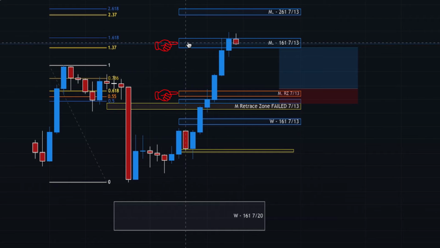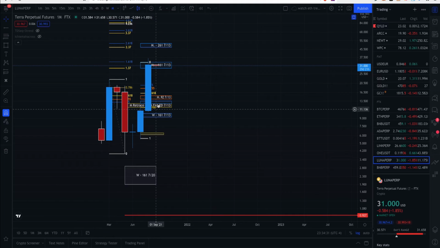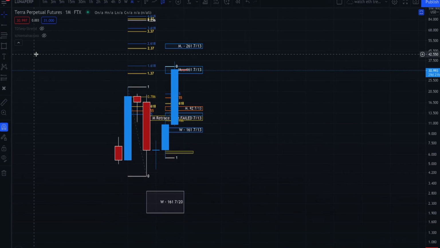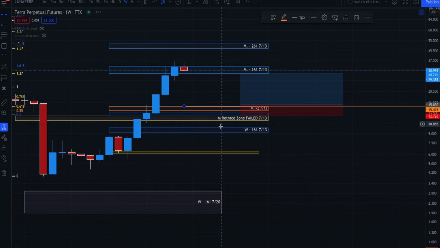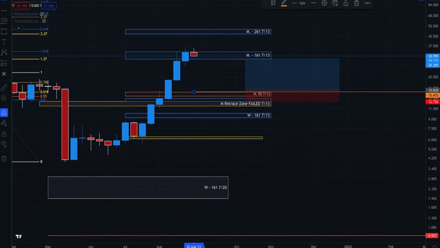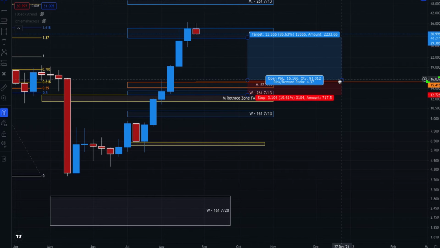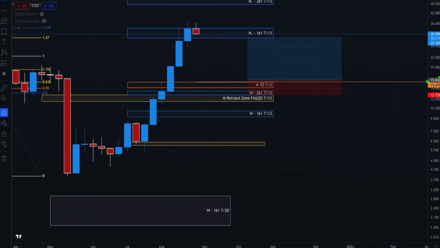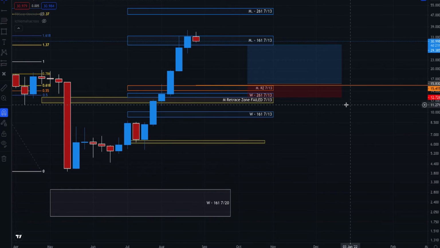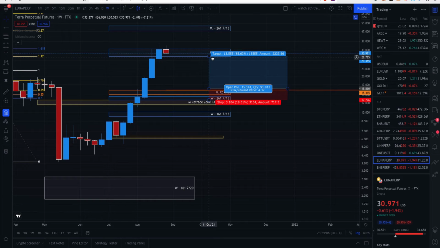Okay, so let's say you entered a long position above the resistance level, the orange box, or the 618 level. Let's say you decided to enter a long position over here. Okay, so $15.80, and your stop loss is $12.71. Okay, so let's do this here. Long position.